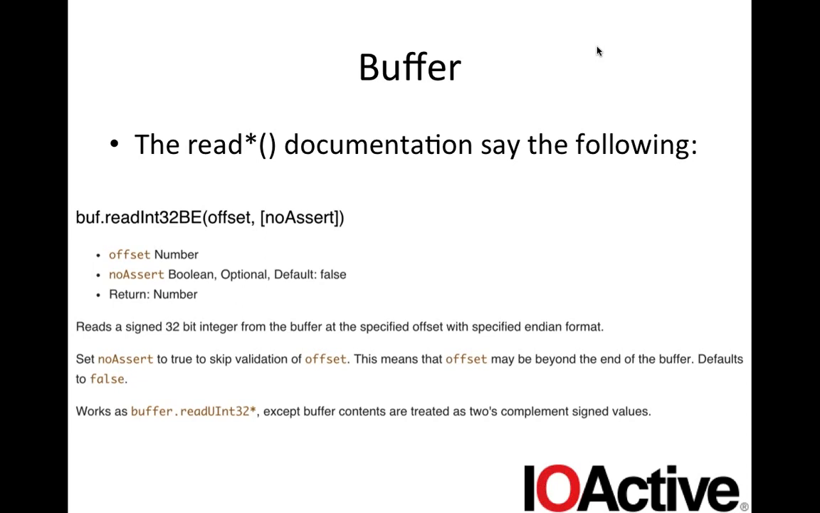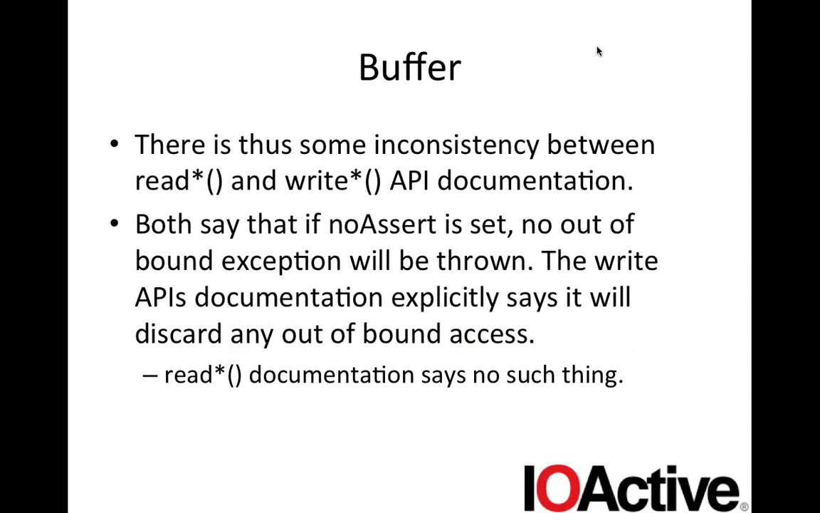As it writes a value to the buffer, it says set noAssert to true to skip validation of value and offset. This means that value may be too large for the specific function, and offset may be beyond the end of the buffer, leading to values being silently dropped, right? Now, the document says it's being silently dropped, so that means you shouldn't have an out-of-bound read or write.